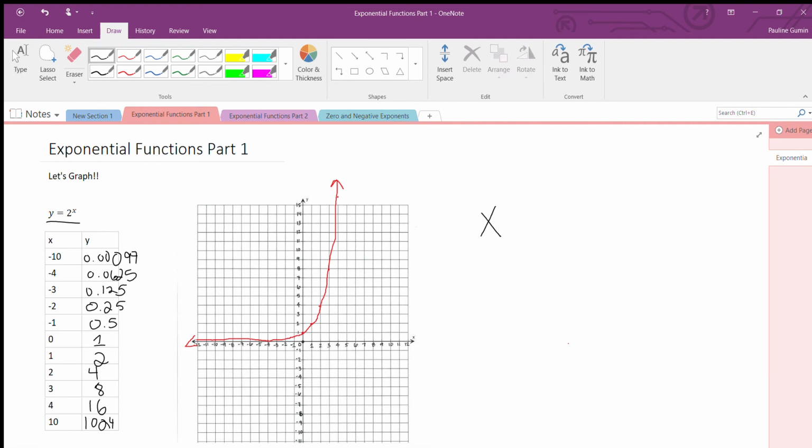Our x's, they go from negative infinity. Oh, I'm really bad at drawing infinity. I'm going to give it a shot one more time, or I'll use my 2 circles. Okay, that's fine. X goes from negative to positive infinity, and y goes from 0 to positive infinity.